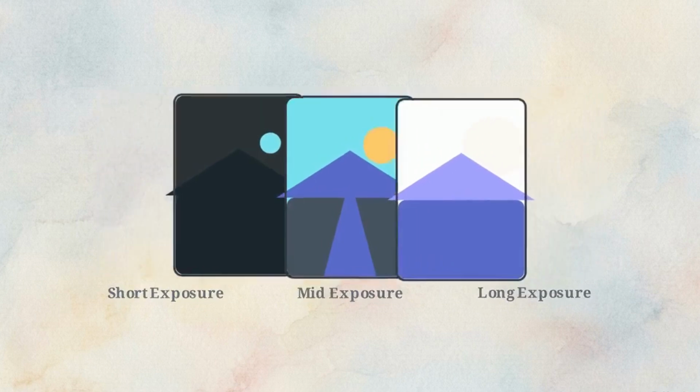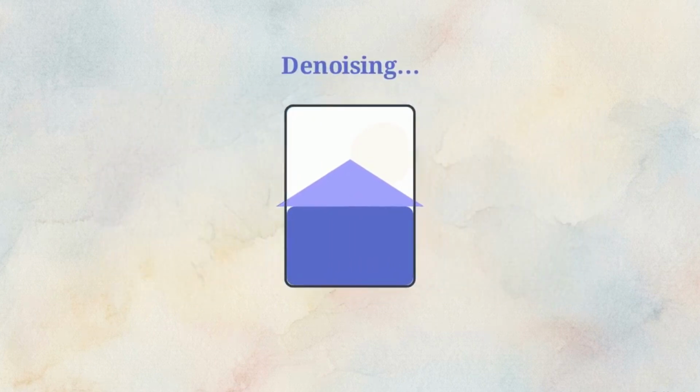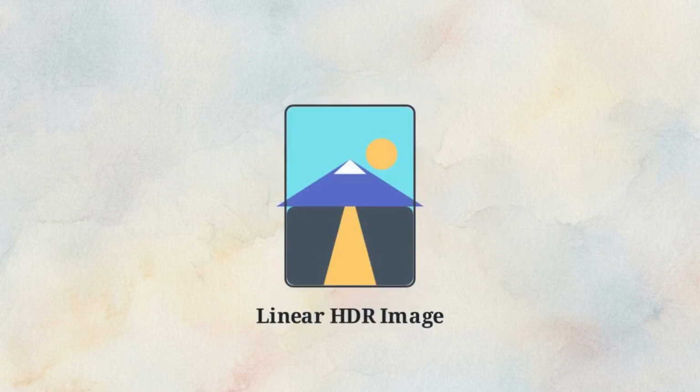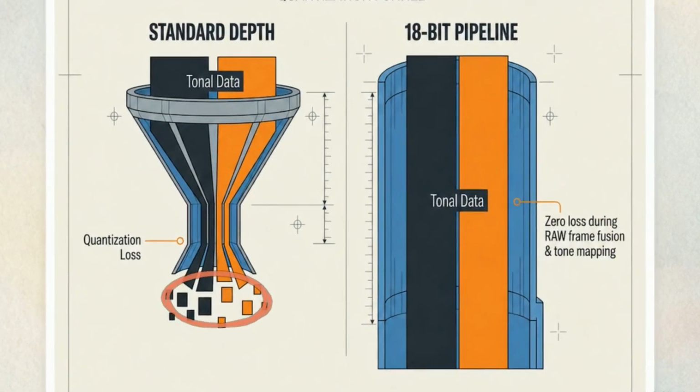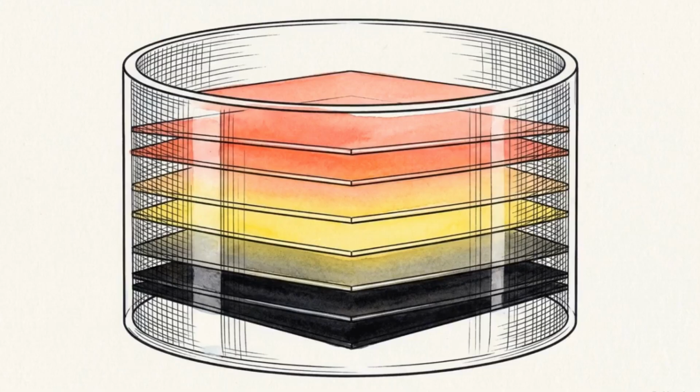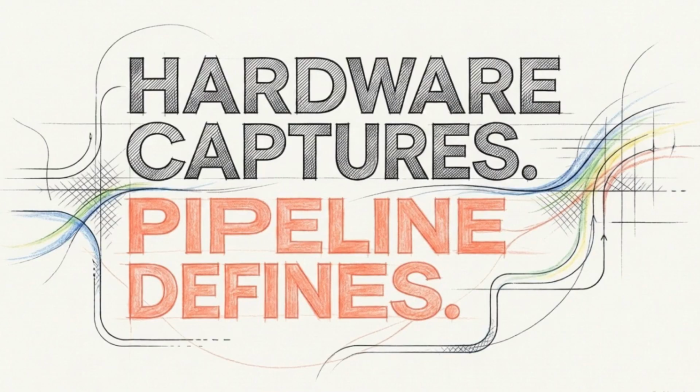Stage 3 is HDR fusion. When you take a photo, the phone is actually capturing a rapid burst of short, mid, and long exposures simultaneously. This diagram compares a standard depth pipeline on the left to an 18-bit pipeline cylinder on the right. Older pipelines act like a narrow funnel, crushing tonal data together during exposure fusion. You see the result as banding in the sky or lost details in the shadows, what engineers call quantization loss. An 18-bit pipeline acts as a wide cylinder. It provides enough precision overhead to retain perfectly smooth gradation before being tone mapped for your screen.